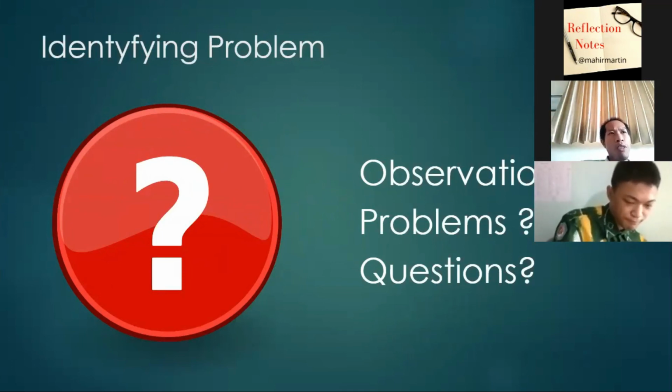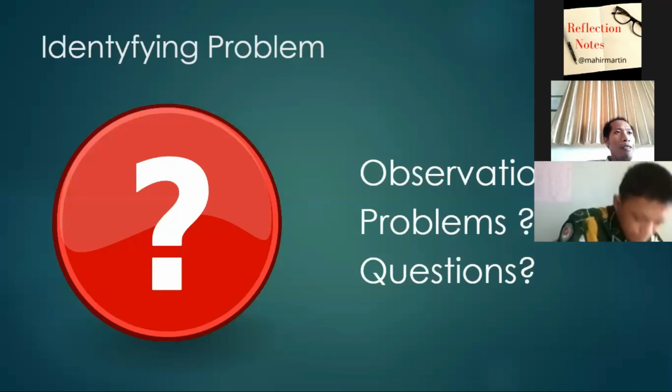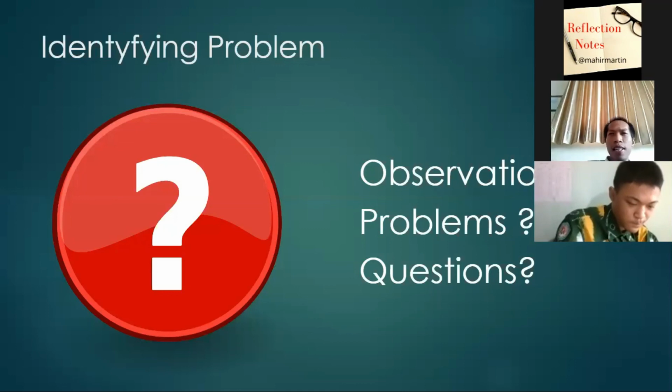By doing observation, you are identifying the problem. You observe your car, there is rusting there, and you identify the problem. There is something wrong there. I have to fix it. I have to solve it. And the next thing is you have to state the problem. What is the problem? The problem is rusting. The problem is corrosion. So you state it.